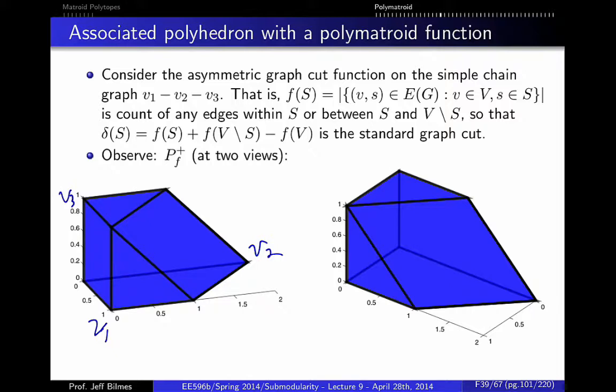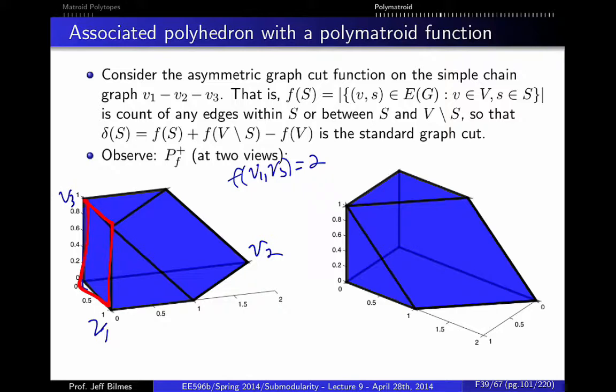Right. Now notice that if you look at f of v1 and v3, that is equal to 2, and so that basically corresponds to this plane here. Right? There's no constraint. It's full independence. Right? Because it's basically saying that x1 plus x3 has to be less than or equal to f of v1, v3, which is equal to 2. And so that constraint is non-active.